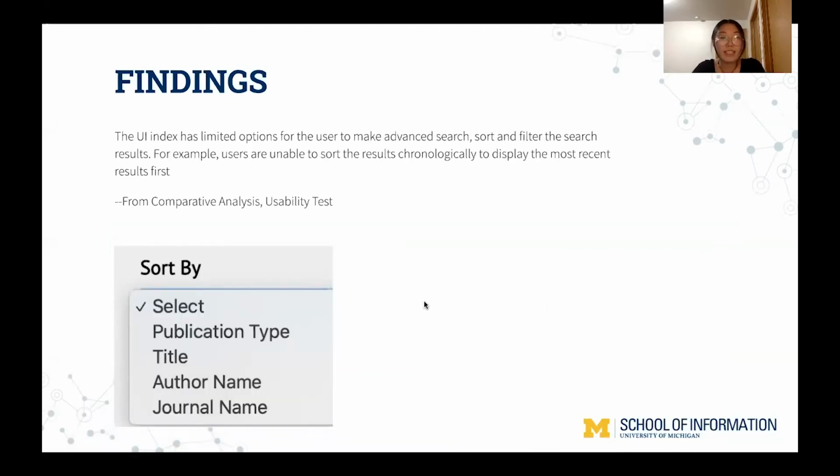UI Index has limited options for users to make an advanced search, like sort and filter in the search results. In this image, we can see it doesn't have the function to sort by date. Even though the default is most recent first, the user has no idea if that's even happening.